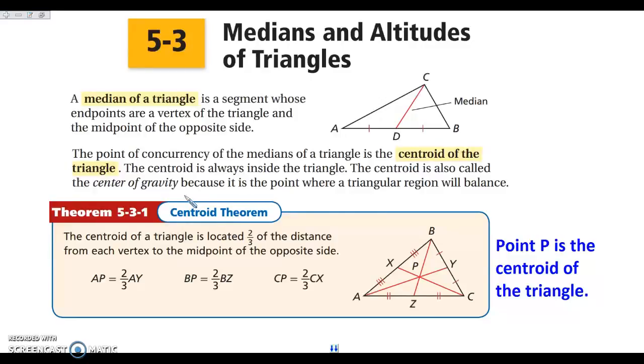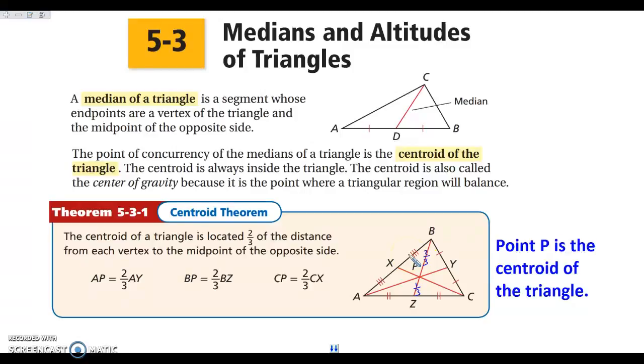All right, our theorem for our centroid is that the distance from the vertex of the triangle to the centroid is 2/3 of the length of the entire median. So if this is 2/3 of the length, then that makes this 1/3 of the length. And one thing that I want to focus on here is that if I know this length and this length, this one is going to be half of this one.